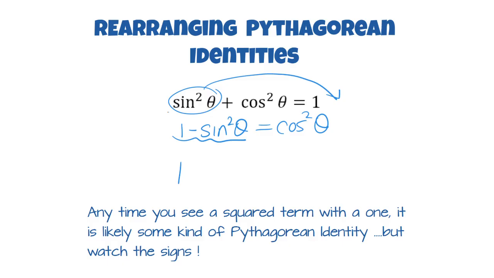It could work the other way too. Maybe it was a 1 minus cosine squared theta. Then I could just replace that with a sine squared theta. So again, if you see a squared with a 1, that's usually a hint you've got some sort of Pythagorean identity going on. But you have to be careful that you watch the signs, because if I had something like 1 plus sine squared theta, that is not something that I could replace because it's not supposed to be a plus sign. There's not an easy way to change that. So be careful of the signs. It does have to work perfectly.